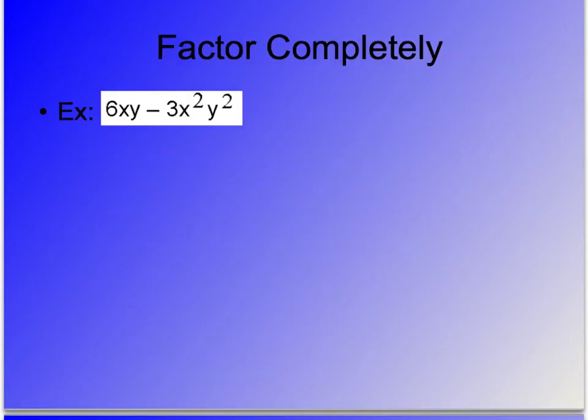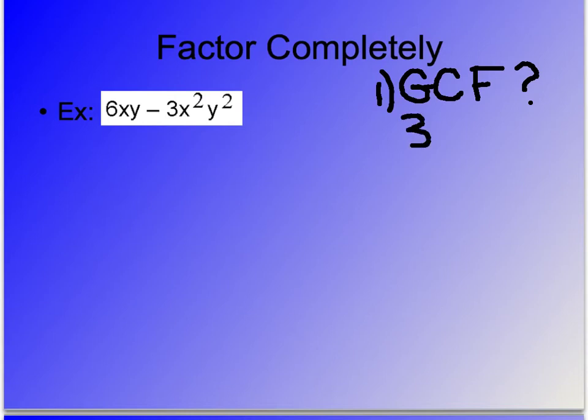Alright, next we're just going to go through a couple examples that say when you see the directions factor completely, you need to be looking for, first of all, is there a GCF? If there is, then you need to factor that out. So let's look at our binomial. I notice that we have a 6 and a negative 3. And out of those two numbers, I know that 3 is the biggest number that divides evenly into both of those terms. Next, remember I look at my letters.